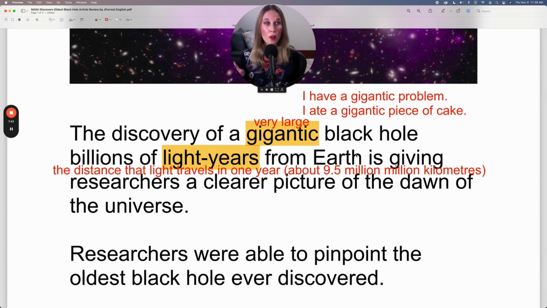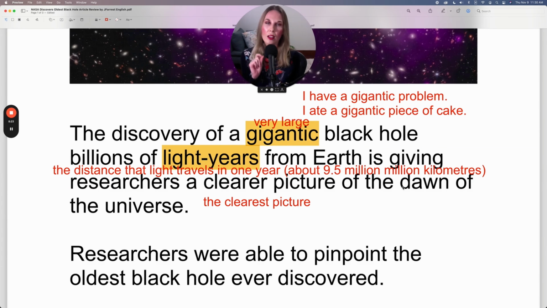Billions of light years from Earth is giving researchers a clearer picture. So remember I said before, when you have a superlative, we use "the", because you could say "is giving researchers the clearest picture", and you would need to use "the" when you have the EST. But that's not the meaning, because it changes the meaning. A clearer is just a comparative. It's more than previous, but it's not the clearest, which is the absolute greatest.